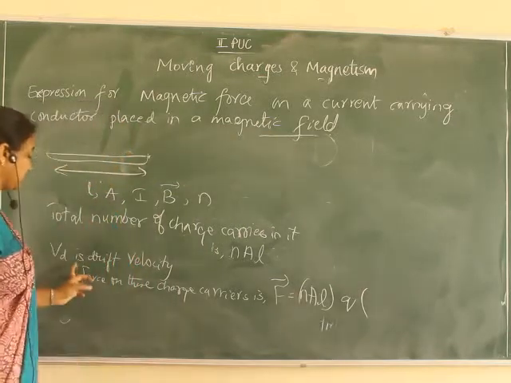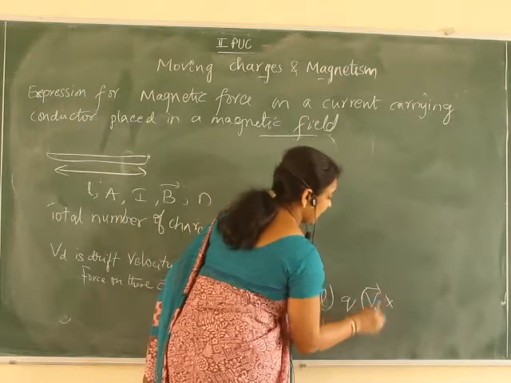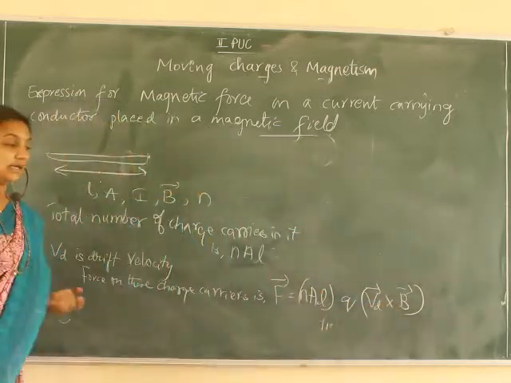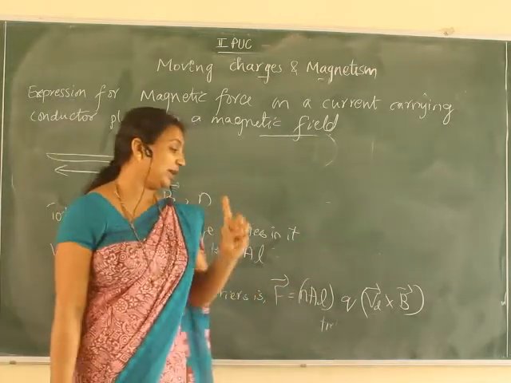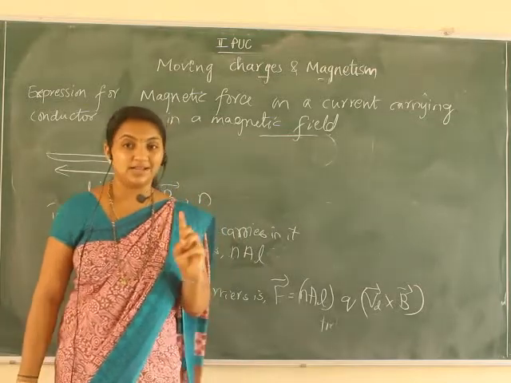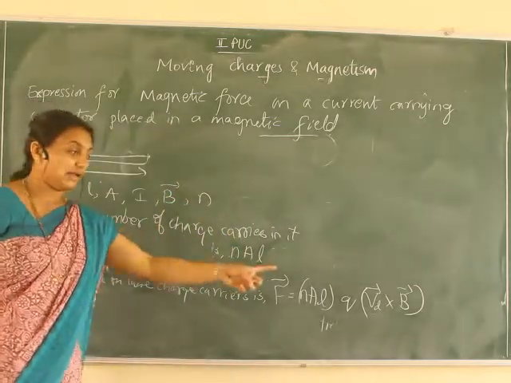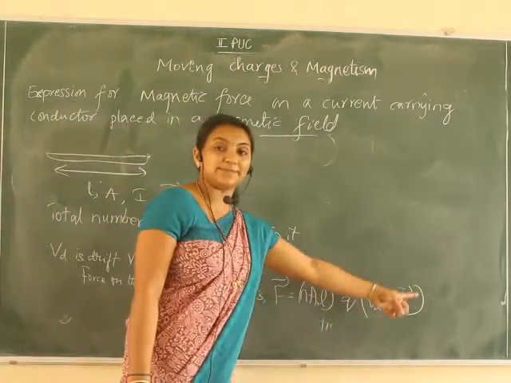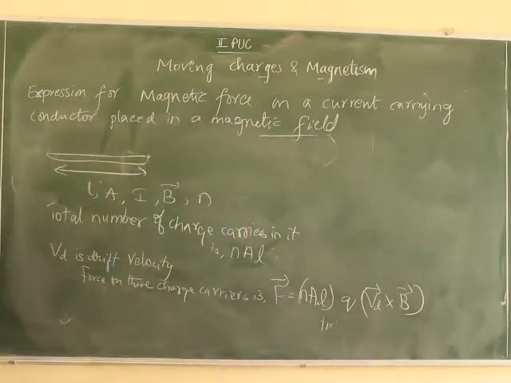V is how much now? Vd cross B vector. Correct? If there is only one electron, then 1 into Q into V cross B. Here, how many charges are there? NAL. So, NAL into Q into Vd cross B vector. Understood till here? Yes. Next.